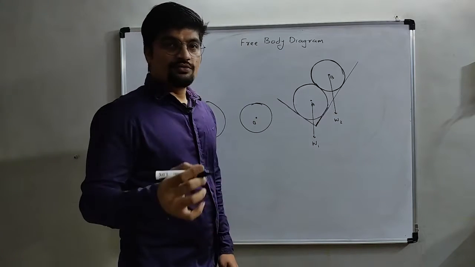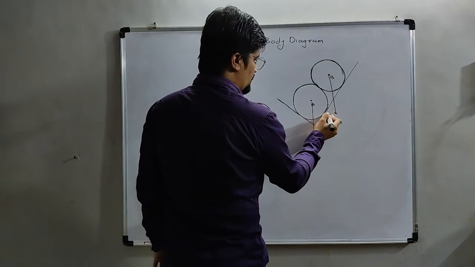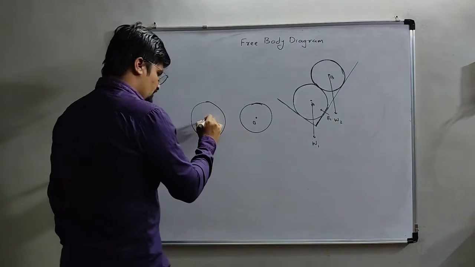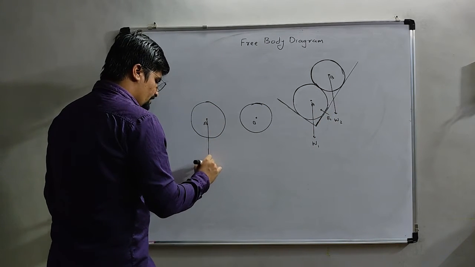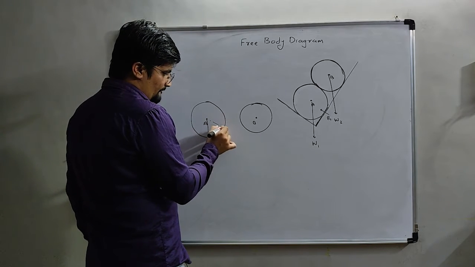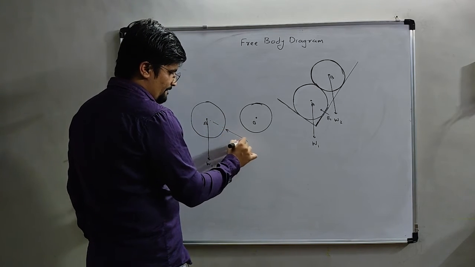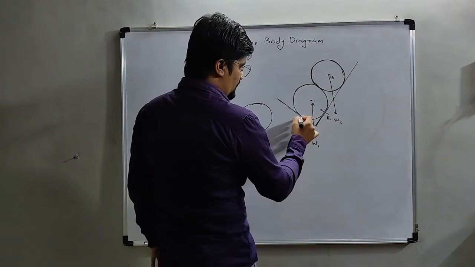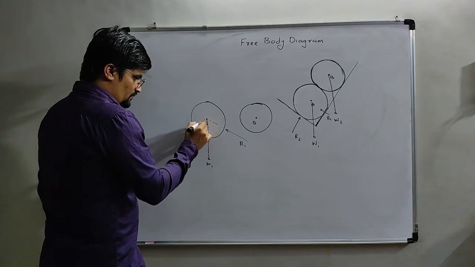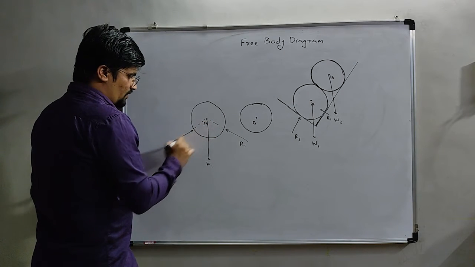Second reaction due to the surface from here, that will be R1. It means here it is W1, and from here the R1 will occur, and from here R2. So from here the R2 will occur.